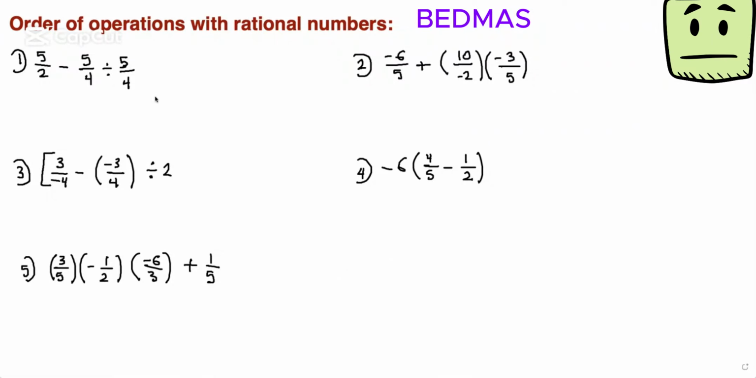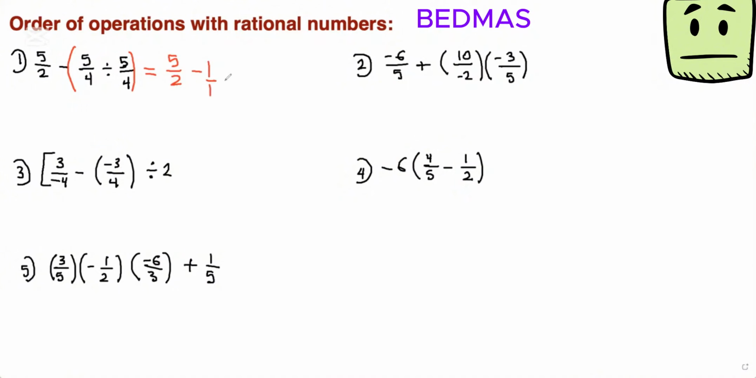The first one here, we need to do division first because our order of operations is BEDMAS: brackets first, exponents second, division and multiplication, and then addition and subtraction. So here we have to do this first right here. We have 5/4 divided by 5/4. When you divide anything by itself, it gives you 1. So you could save yourself that hassle and just go 5/2 minus, this divided by itself is 1.